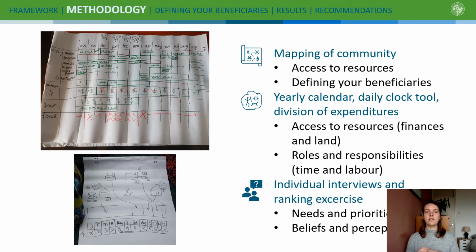One of these exercises is shown here on the left of the slide, left on top, and it is a seasonal calendar, or also called a yearly calendar. So we drew out the months of the year, and then we asked farmers what are the key crops that you produce. We then started by crop defining the phases needed for that crop. So for instance, we started with preparing the field, and then we went on to planting, to weeding, and then when do you harvest and when do you sell.